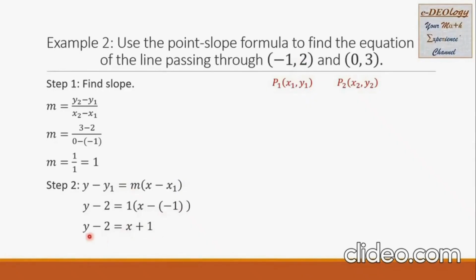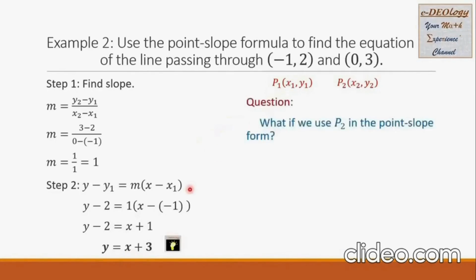And then we will isolate the y. We will move this negative 2 to the other side. So the negative 2 becomes positive 2. Then we will combine this positive 1 and positive 2. So we will have our equation of the line, y equals x plus 3. This is our final answer. Remember, we used the first point in our solution here.